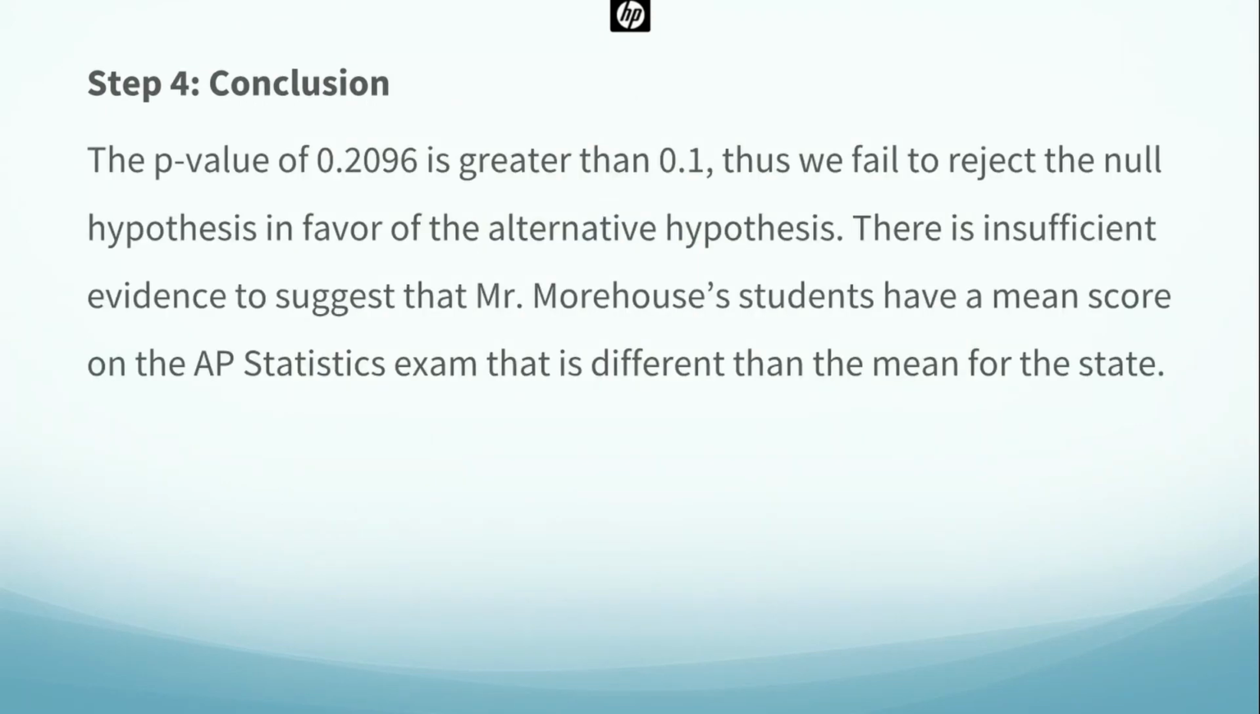To wrap up the problem here, we will have our conclusion that the p-value of 0.2096 is greater than 0.1. Thus, we fail to reject the null hypothesis in favor of the alternative hypothesis. There is insufficient evidence to suggest that Mr. Morehouse's students have a mean score on the AP Statistics exam that is different than the mean for the state.